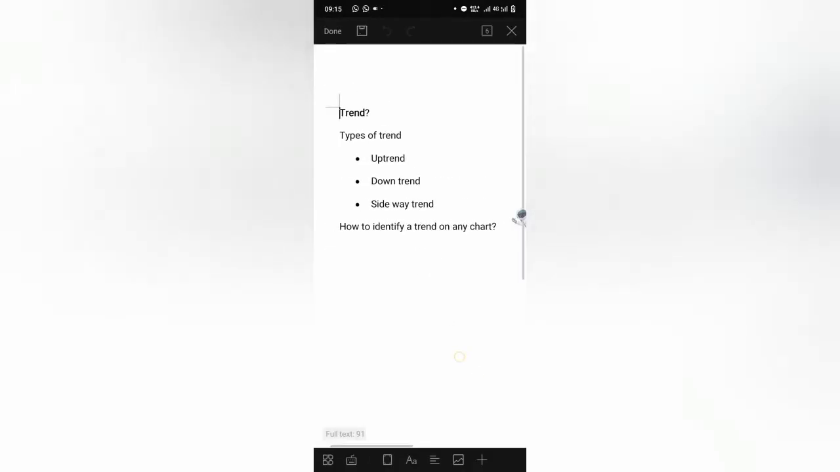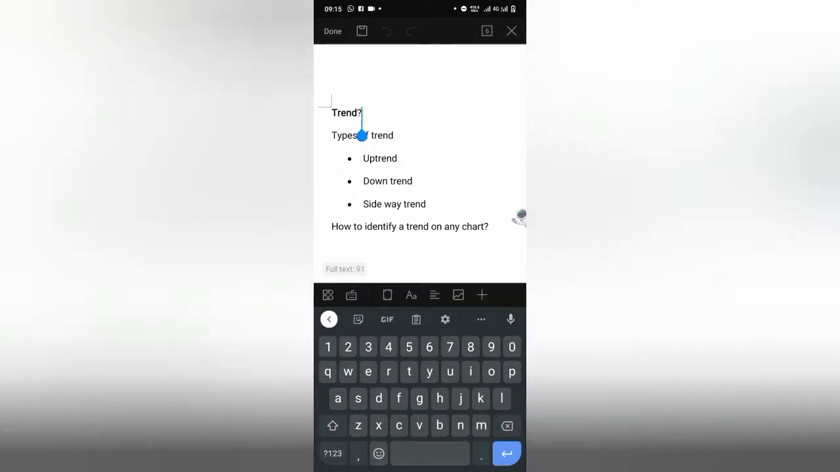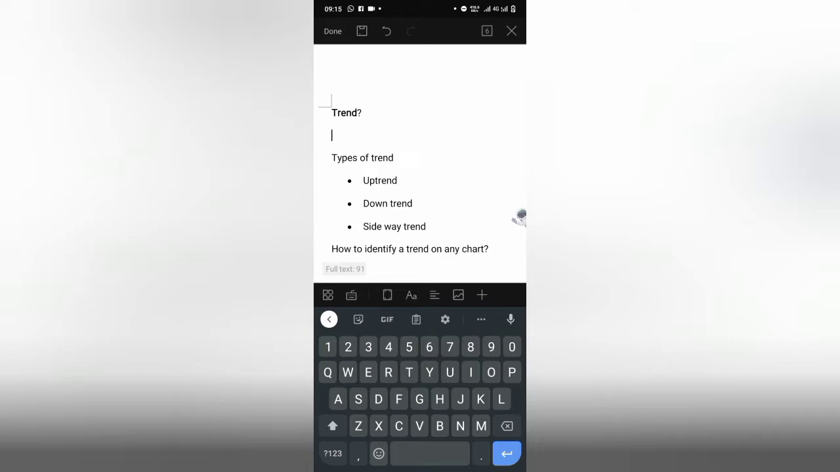Okay, yes, trend. So if you are asked what is a trend in the forex market, a trend is the direction of the market, the direction of price. When you are asked what a trend is, a trend is the direction of price. Are you getting my point?